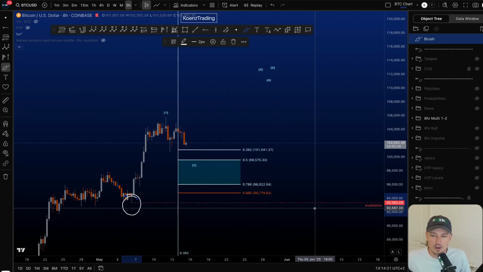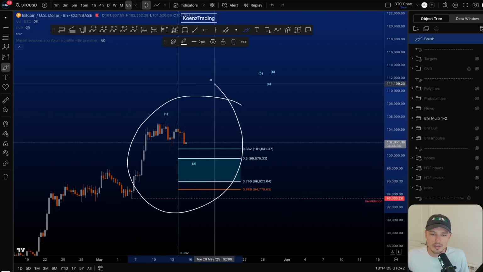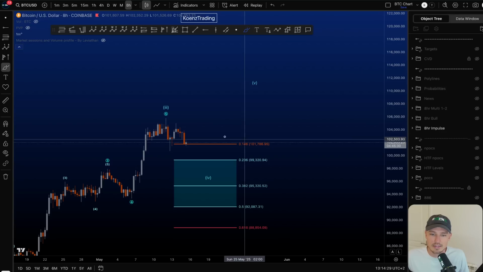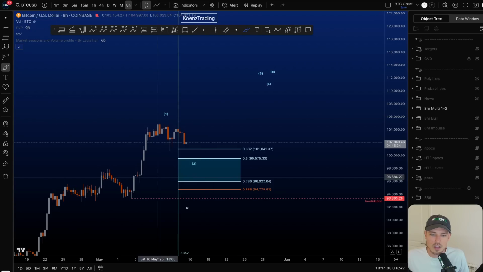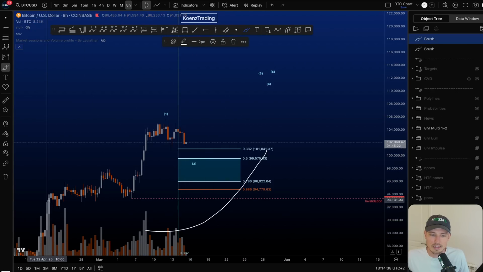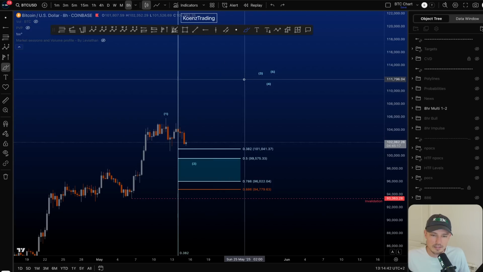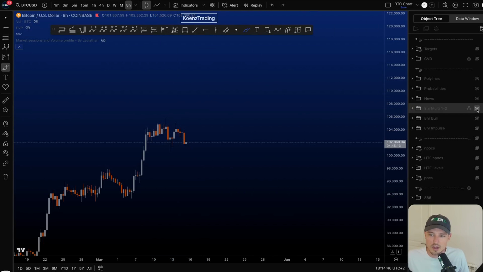Invalidation is taking out the low at 93.3k, and the main difference between this scenario where you look for a big wave 3 towards the upside and this scenario where you look for a wave 5 is the volume. If we move towards the upside, take out the high, and volume is going to significantly increase, then this scenario gets higher probability. So keep an eye on the volume if price would take out the current high.